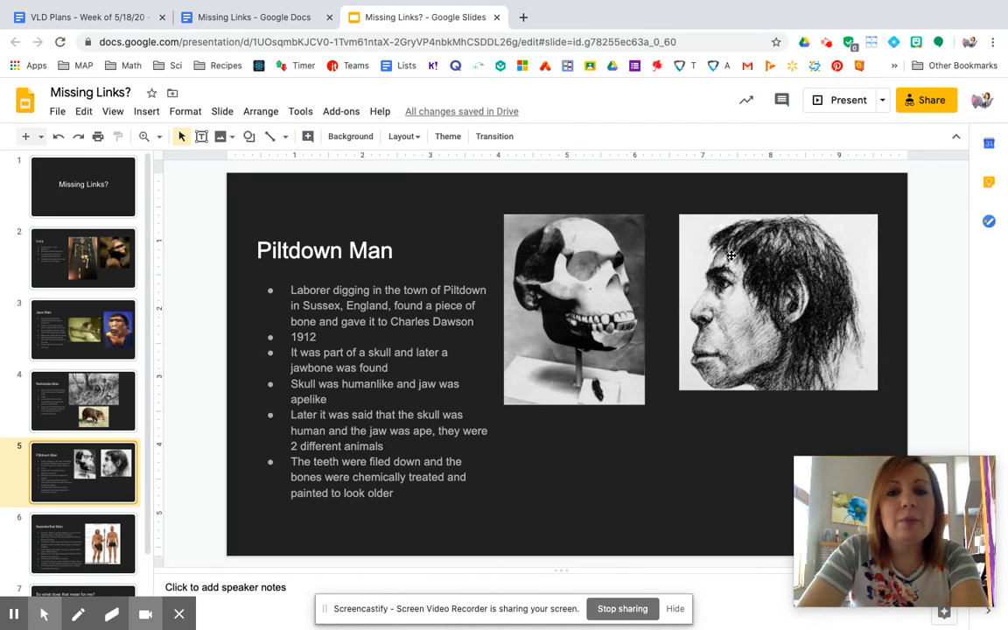And actually, this one is really much a hoax because the people who were reconstructing it actually took the bones, filed down the teeth to make them look more ancient and more ape-like, and then they also chemically treated and painted the bones to make it look older. So this was a big hoax, and that is actually recognized, but it's still printed in textbooks. You have to be careful what you read.